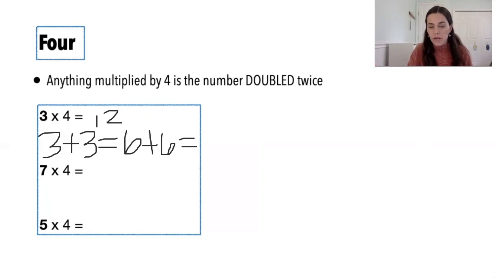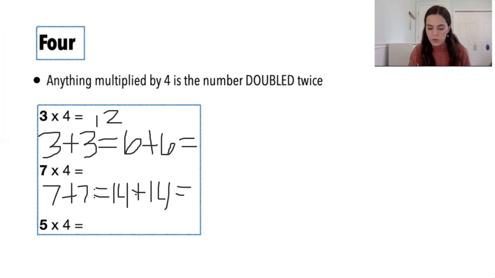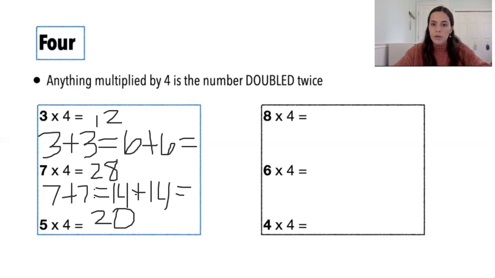And then you can do that for the next problem, which is 7 times 4. So you would take 7 plus 7, which is 14, and you would add another 14, which gives you 28. And then lastly, for 5 times 4, you get 5 plus 5, which is 10, and then 10 plus 10, which is 20. Here are your example problems. You have 8 times 4, 6 times 4, and 4 times 4.